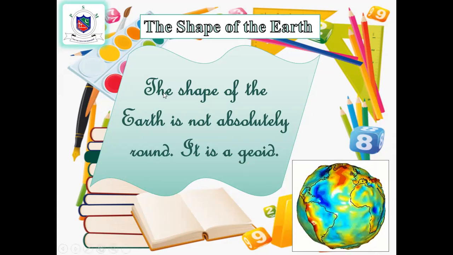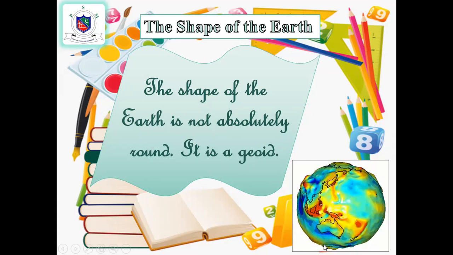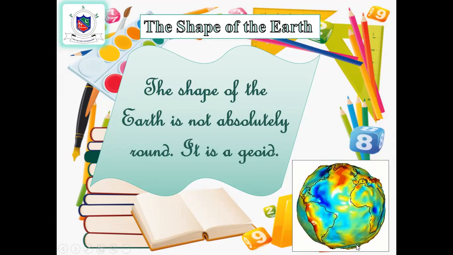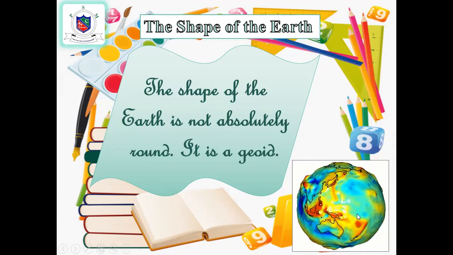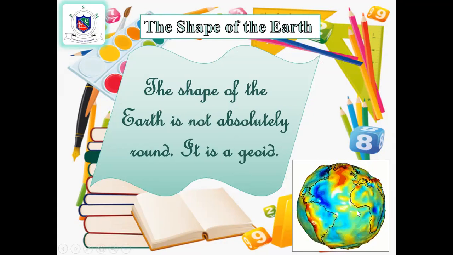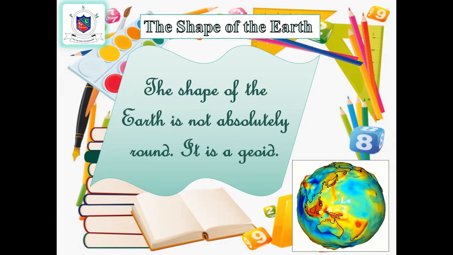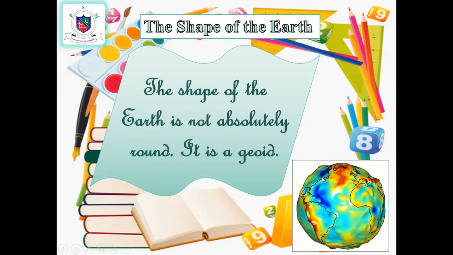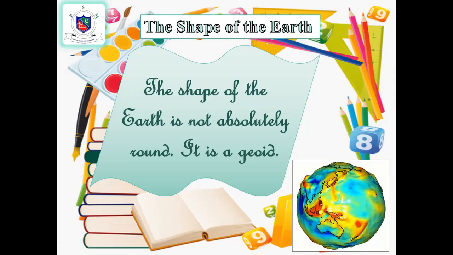As for the shape of the earth, it is not absolutely round. It is geoid. That means it is slightly flattened on the top and bottom. It is surrounded by a blanket of air called atmosphere. As we already discussed in unit number 6, that air consists of many gases like nitrogen, oxygen, carbon dioxide, water vapor, and dust particles. Earth is the 3rd planet from the Sun and the only astronomical object known to harbor and support life.